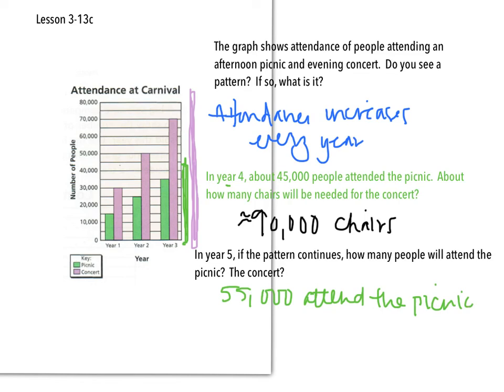Now, with that being said, remember last time when we were looking at the picnic concert ratio, we have 15, 30, 25, 50, 35, 70, 45, 90. So we're going to double this as well, and we should come up with 110,000 attend the concert.